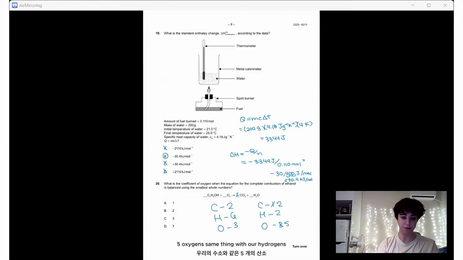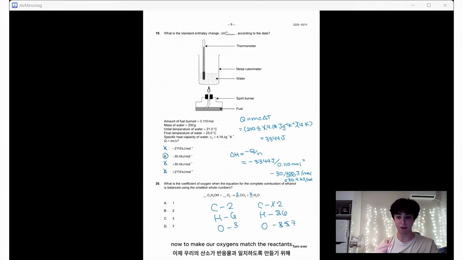Same thing with our hydrogens. Only one thing in our products contains hydrogen, which is H2O. And so we need it to become 6. And in our product, H2O, we have H2. So we're going to do 6 divided by 2. That's going to give us 3. So we're going to put 3 right there. So now we've got our nice 6. And then now we've got 3, 4, 5, 6, 7 oxygens.